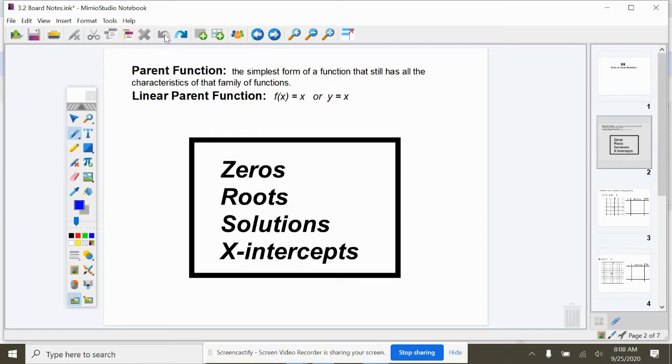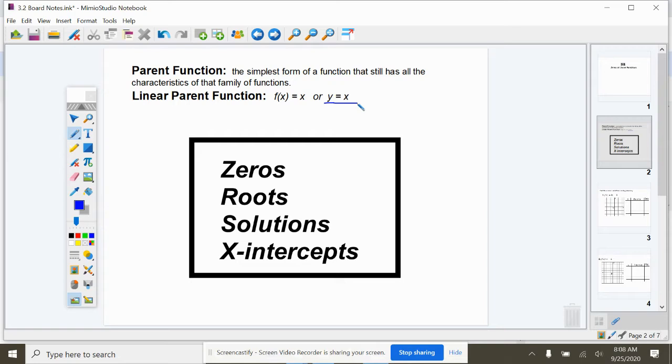2 more things of note here. First is parent function. A parent function is the simplest form of a function that still has all the characteristics of that family of functions. So far, everything we've looked at is linear, and today will be linear also. You see the linear parent function here is f of x equals x or y equals x. And remember, those are the same thing.